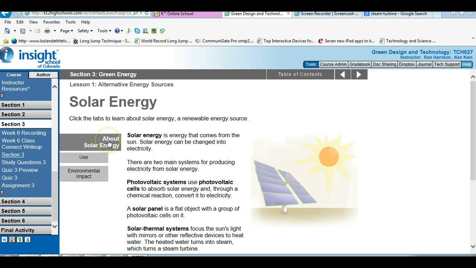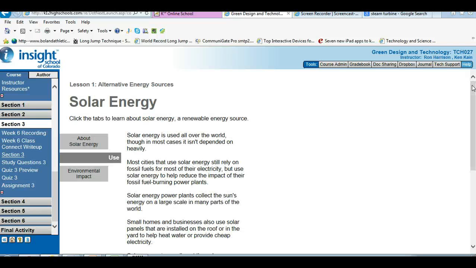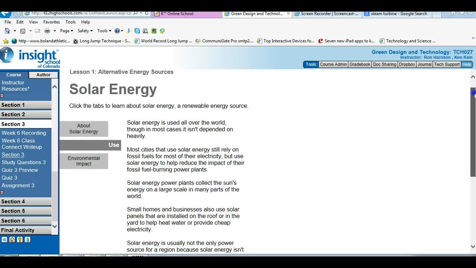So we can go down through the about section, so you can learn about the source. Then you can look at the use of the source. This is really bad, how slow my internet connection is. So now we can look at the use of it.